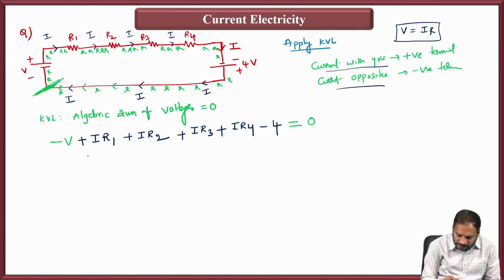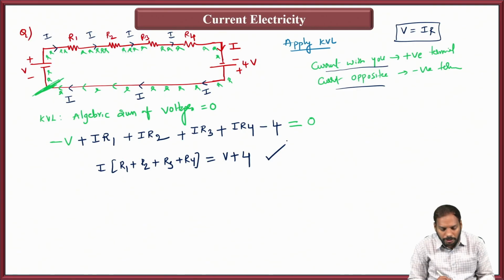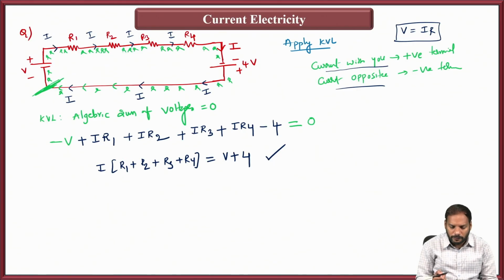Now from this analysis, I can simply write I into R1 plus R2, taking this I as common, plus R3 plus R4 is exactly equal to V plus 4. So this is how you need to apply the concept of KVL for the problem I have taken. Hope it's very clear, right? I have just applied it.